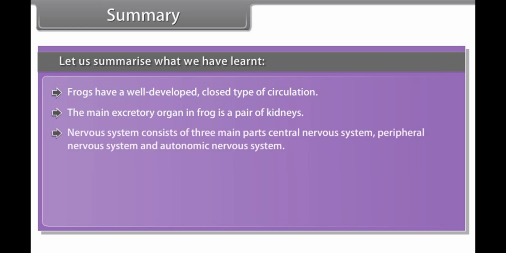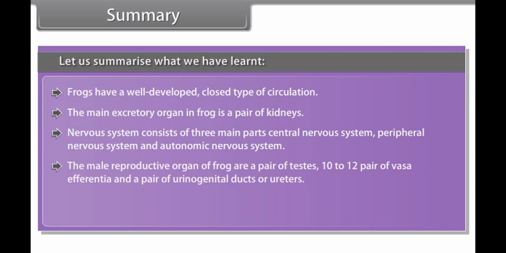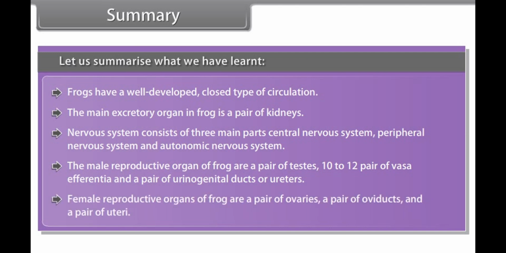Nervous system consists of three main parts: central nervous system, peripheral nervous system and autonomic nervous system. The male reproductive organs of frog are a pair of testes, 10 to 12 pairs of vasa efferentia and a pair of urinogenital ducts or ureters. Female reproductive organs of frog are a pair of ovaries, a pair of oviducts and a pair of uteri.